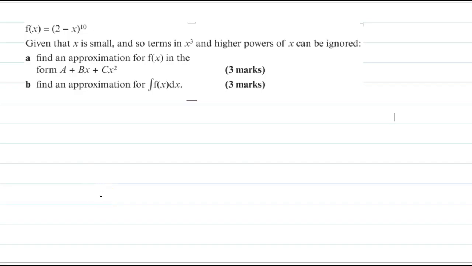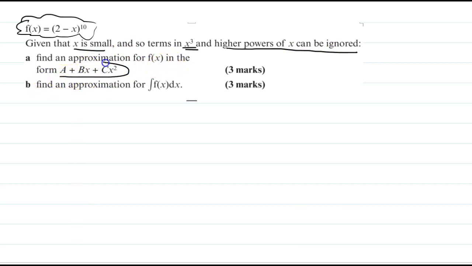So our next question is f(x) = (2 - x)^10. Clearly this question is based on the binomial theorem. Given that x is small, so terms in x cubed and higher powers of x can be ignored. Find an approximation for f(x) in the form a + bx + cx².